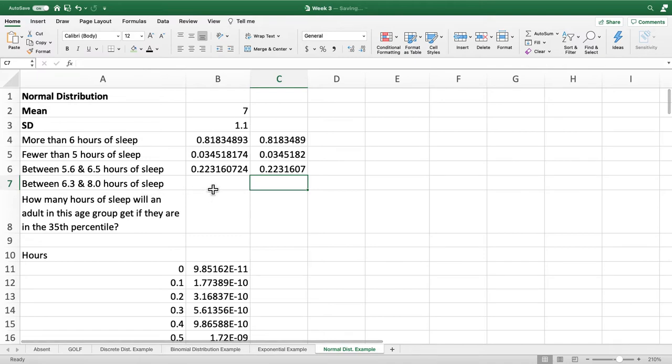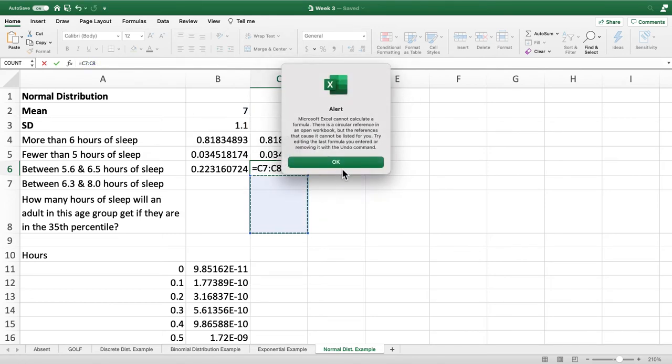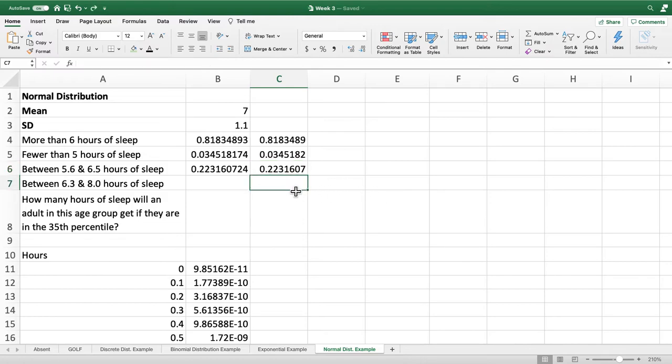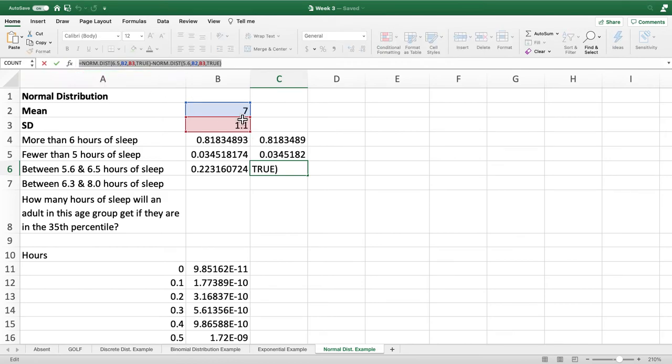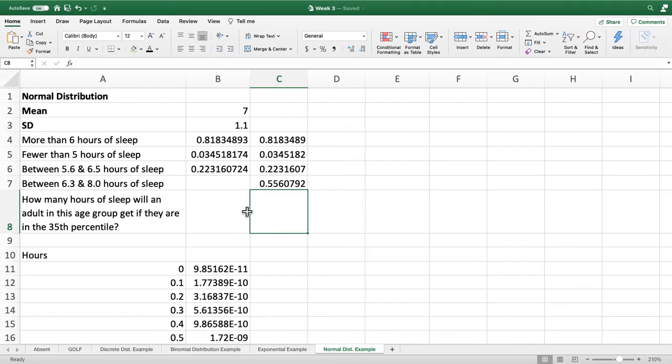And we're just going to do that exact same thing again. So I'm just going to copy and paste this. Oops. We're going to go back. I want to copy this, paste it here, and then change my 6.5 to 8.0, and my 5.6 to 6.3, and we get 55.